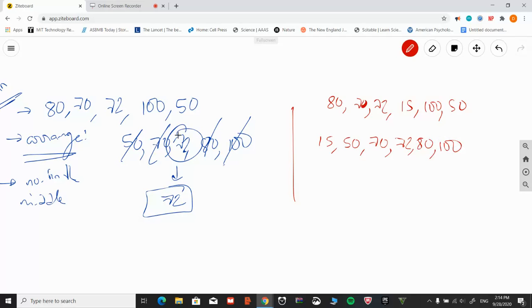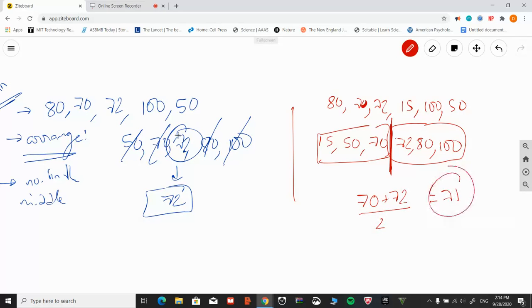And then spot the number in the middle. However, there is no number in the middle. You have 3 numbers here, 3 numbers here. The middle number is supposed to be somewhere here. The middle number, thus, is something you have to calculate, something you can't spot clearly. It's an imaginary number right between 70 and 72. So 70 and 72 will have an average of 71.